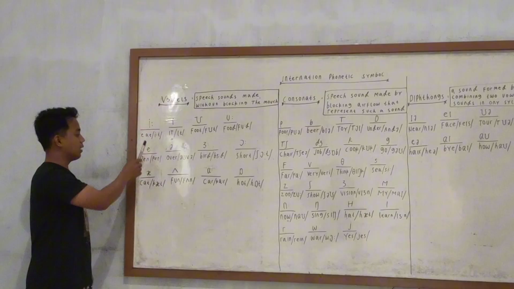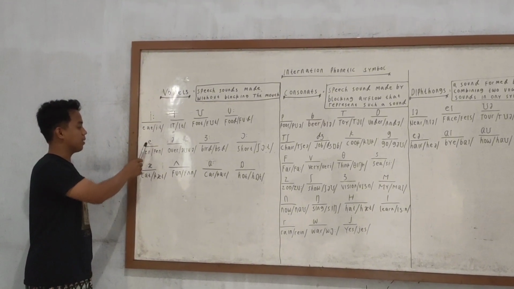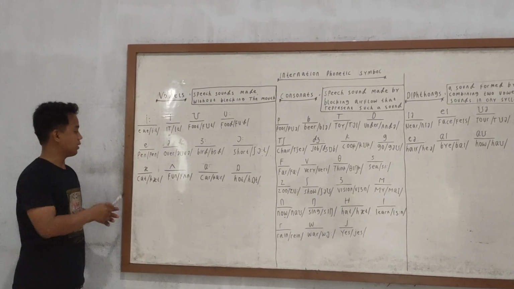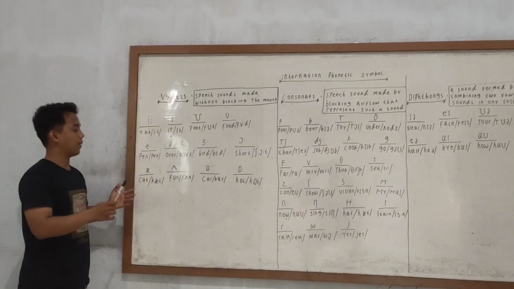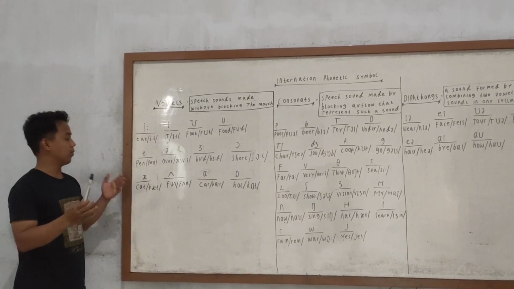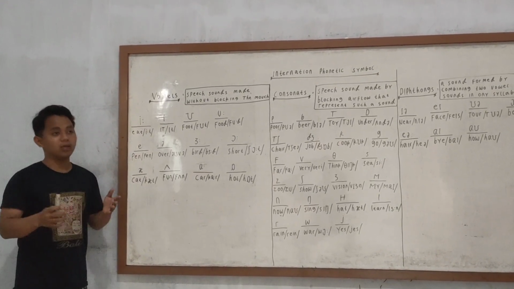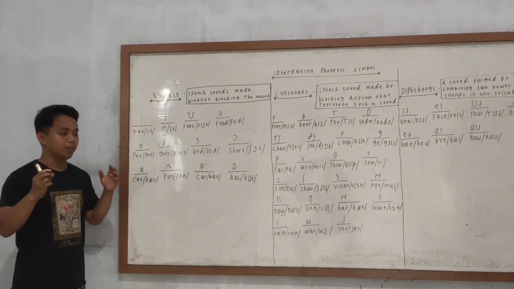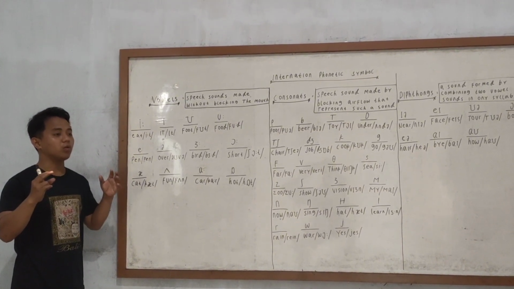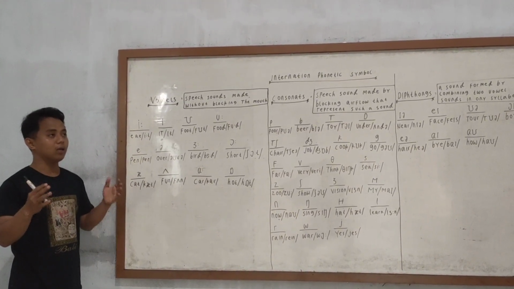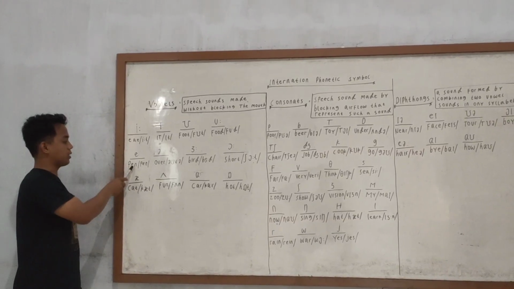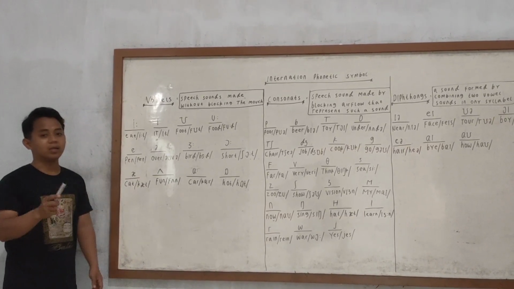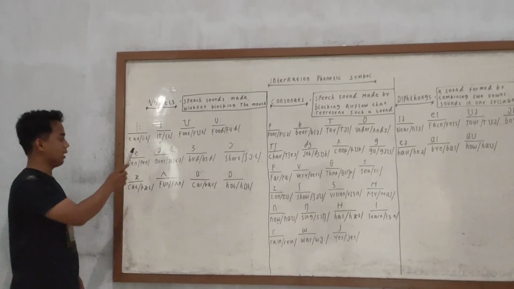So the next, for example, is this one, A. Let me fix it. A. It's not longer, right? A is usual. So for example, like pen. Pen, pen, like that.